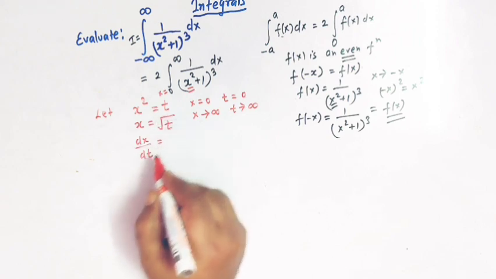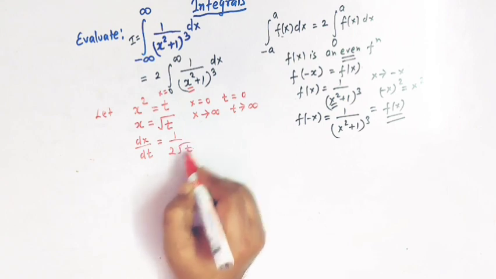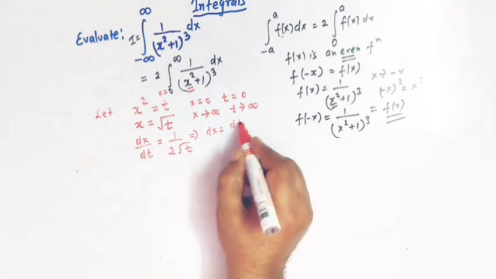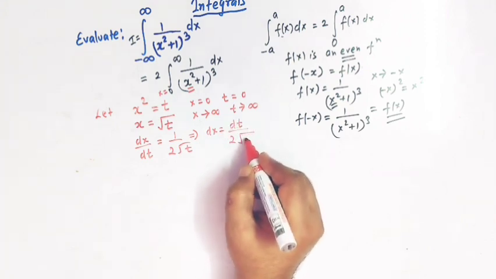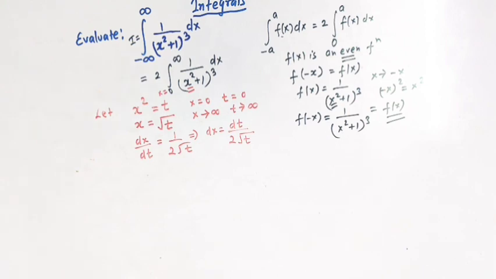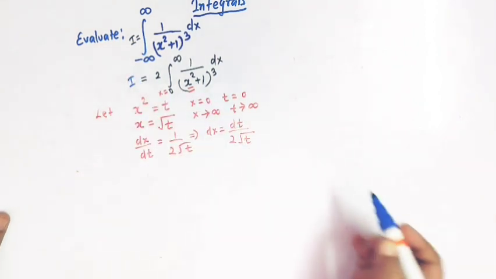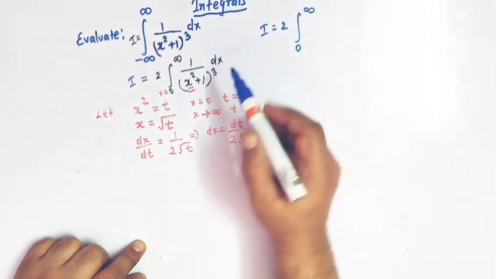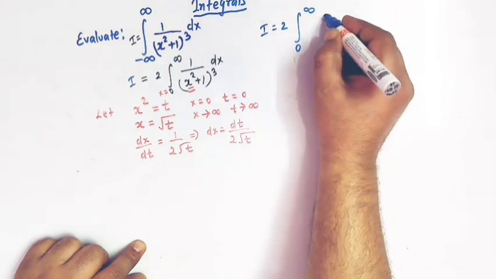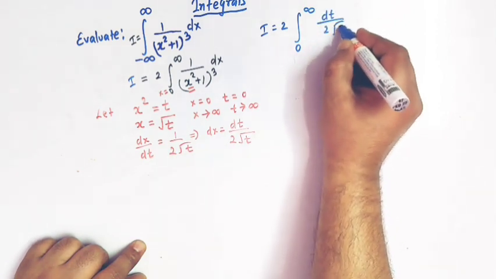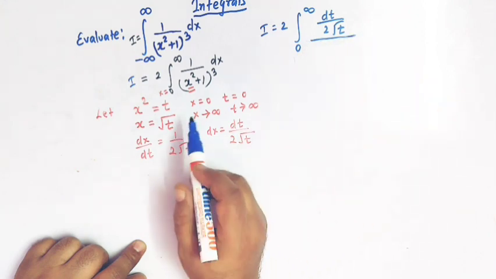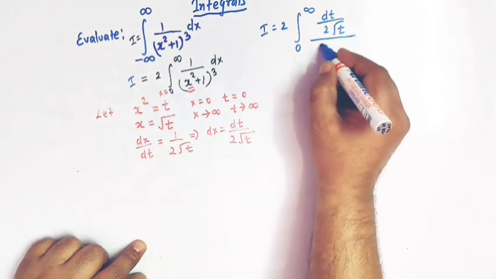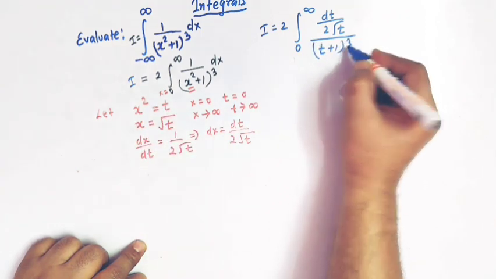The derivative of square root of t is 1 over 2 times square root of t, right? So now dx can be written as dt divided by 2 square root of t. So now this integral I can be written as 2 times the integral from 0 to infinity, and dx can be replaced by dt over 2 square root of t, and in the denominator we have (x square plus 1) whole cube. X square is t, so we have (t plus 1) cube, right?